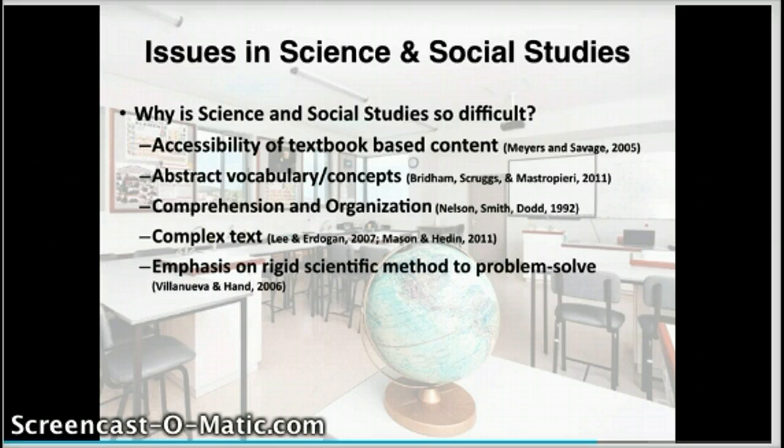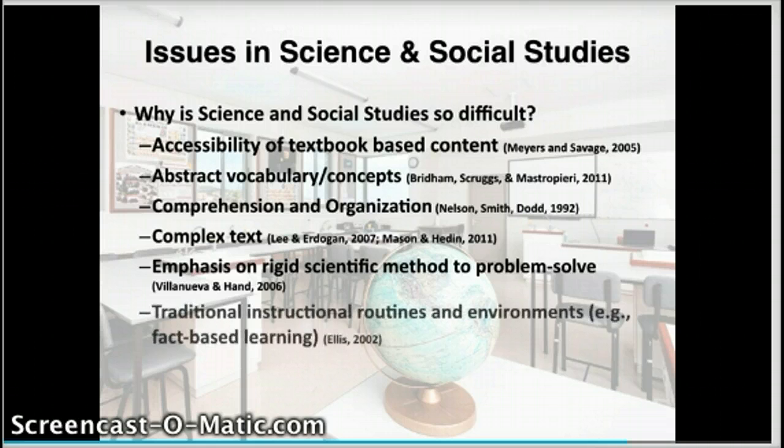There's a large emphasis in science specifically on the scientific method and the ability to problem solve. And really, problem solving comes into play in both of these areas. And that is a difficult thing for certain students with disabilities and specific diverse learning needs.